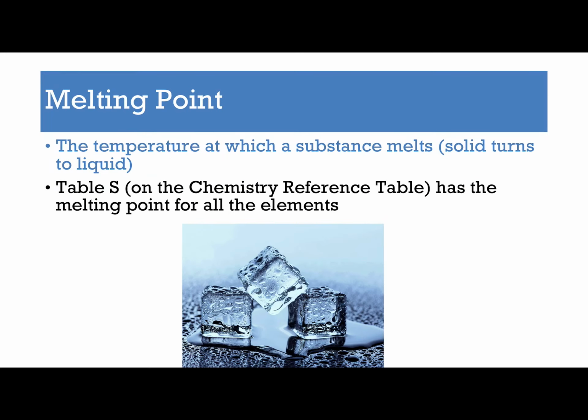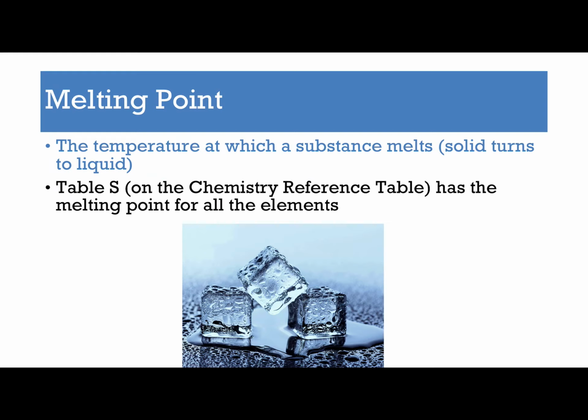Okay, melting point. Melting point is the temperature at which a substance melts. Again, melting is when a solid turns to a liquid, and just like boiling point, melting point can be found on the periodic table, on table S. Now you may notice that the temperature is in a unit called K, which is Kelvin, and we will talk about what that means when we get to stuff later on.